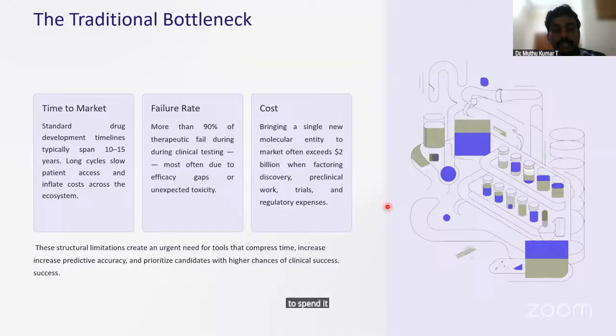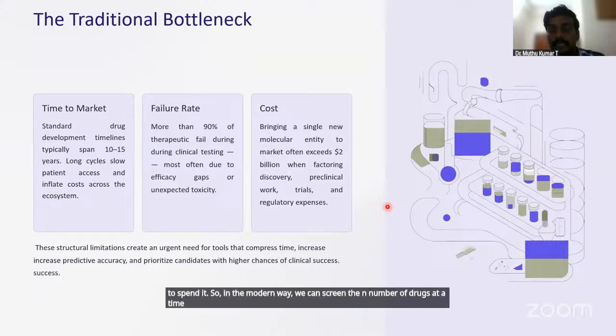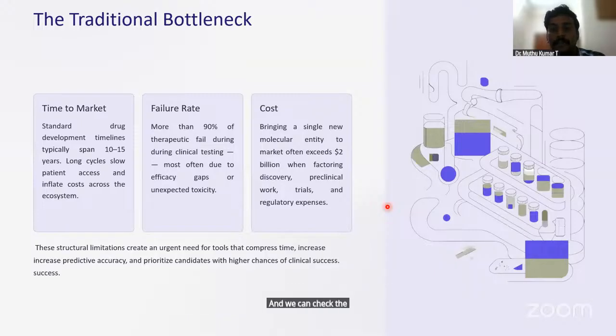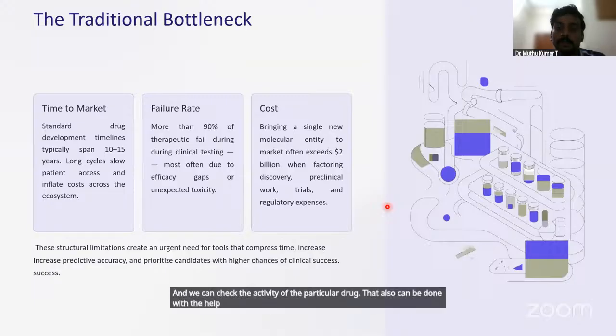In the modern way, we can screen n number of drugs at a time against a single target protein. That much technology has developed. We can test the drug in the computer itself and check the activity of the particular drug. That can be done with the help of tools like molecular docking and molecular dynamics.